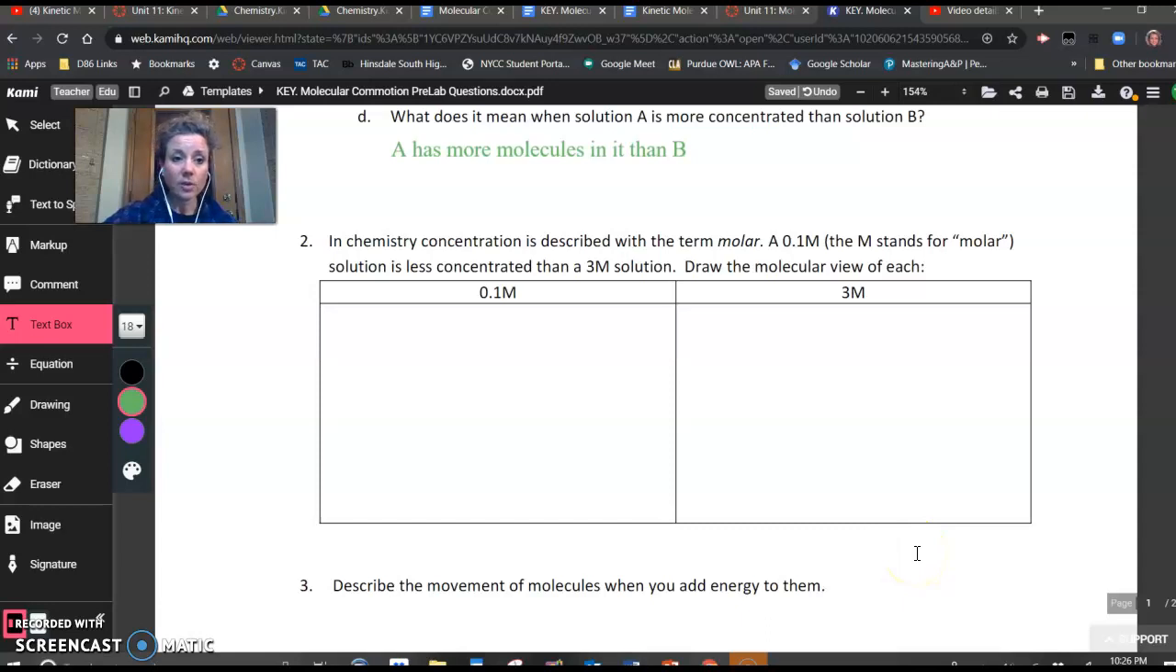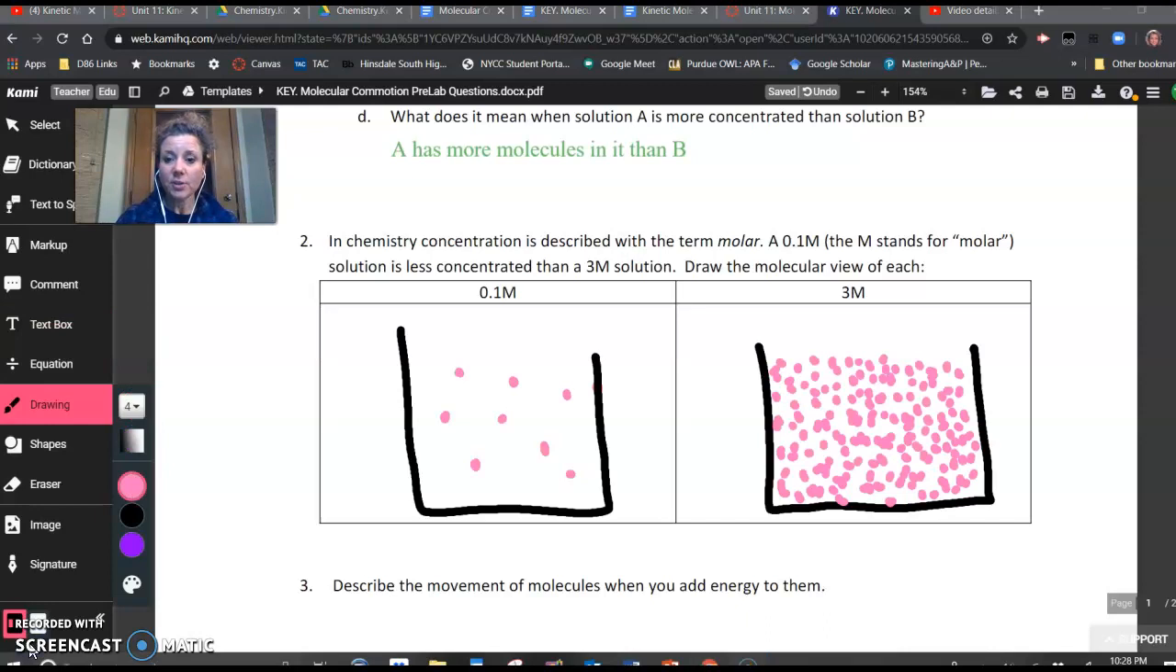So what I'm going to draw for you is a particle picture of a 1 molar solution and a 3 molar solution. And it's important for you to remember what a particle picture is because this is something I'm going to ask you to do on your lab sheet. I'm going to pause this video and make my drawing, and then I'll come back and explain it.